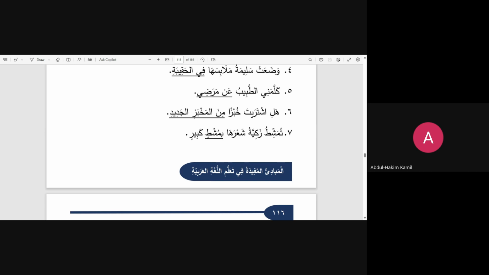Now we're going to add to hal ishtarayta khubzan. Min al maqbaz al jadid, from the new bakery. Min is a jar, and maqbaz is majroor, and jadid is just a description. Y'all with it?